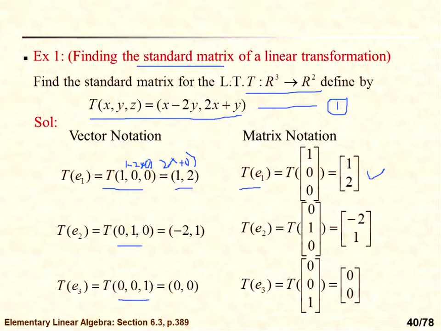In matrix notation we write the transformation of E1, which is (1, 0, 0), equals (1, 2). Similarly, the transformation of E2, that is (0, 1, 0): from equation number 1 it is 0 minus 2 times 1, and 2 times 0 plus 1. So what we get is (minus 2, 1). Similarly, the transformation of E3 in the same way, from equation number 1, we get (0, 0).